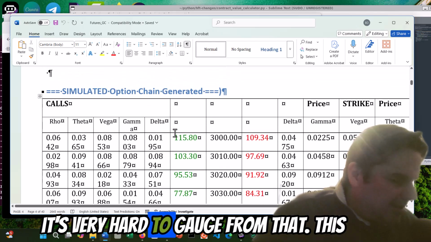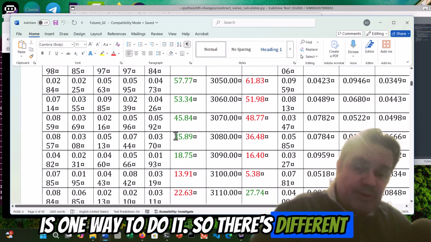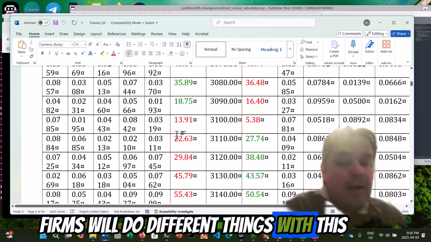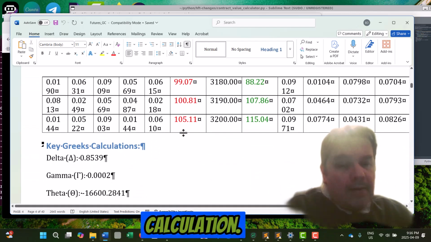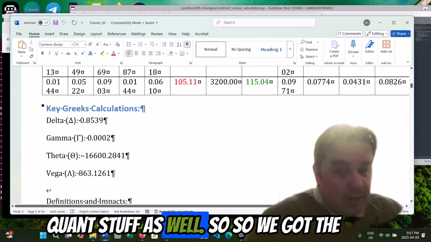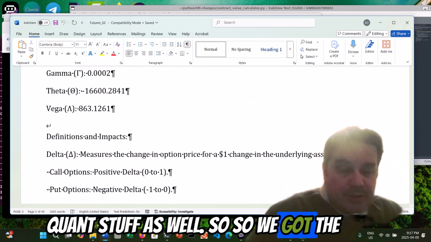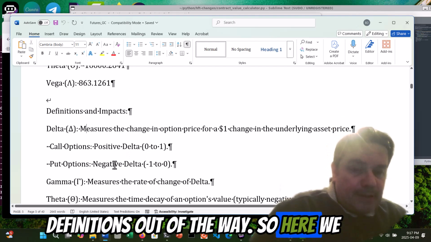But it's very hard to gauge from that. There's one way to do it. So different firms will do different things with this type of data. As I said, they'll have their own custom models as well and calculations. So that's where they get deep into the quant stuff as well. So we got the definitions out of the way.